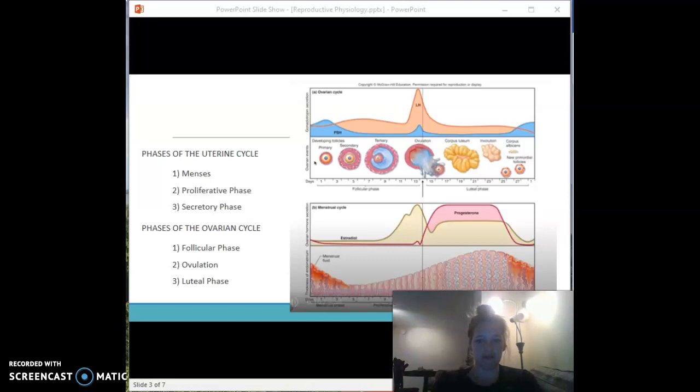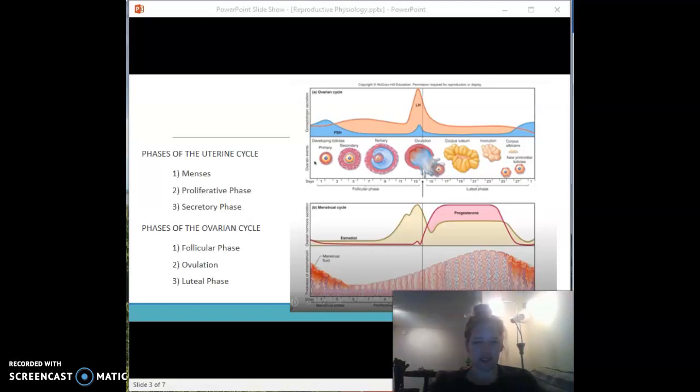The uterine cycle has 3 phases: menses, the proliferative phase, and the secretory phase. The beginning of the follicular phase of the ovary corresponds to menstrual bleeding from the uterus, so that's during the menses phase. Phase 2 in the uterine cycle is the proliferative phase. The latter part of the ovarian follicular phase corresponds with this phase. And then in the uterus during this phase, the endometrium is adding a new layer of cells in anticipation of pregnancy.